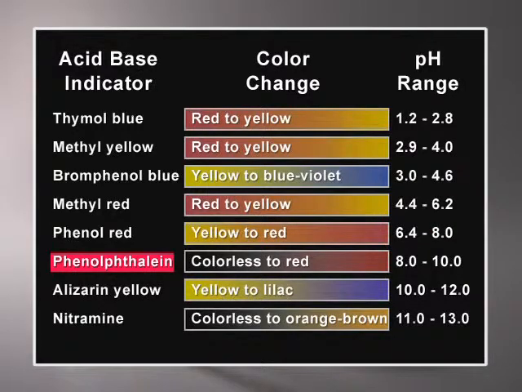Phenolphthalein goes from colorless to red from around 8 to 10. Alizarin yellow goes from yellow to lilac from about 10 to 12. And finally, nitramine goes from colorless to orange-brown from around 11 to 13.